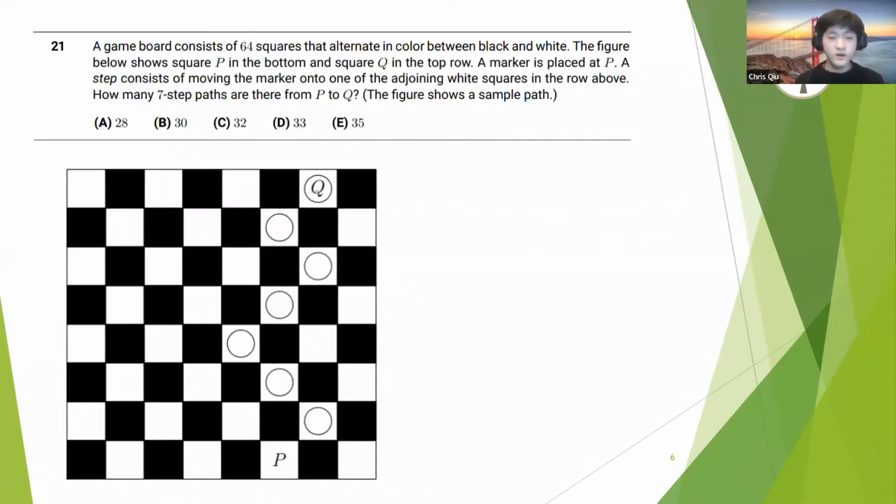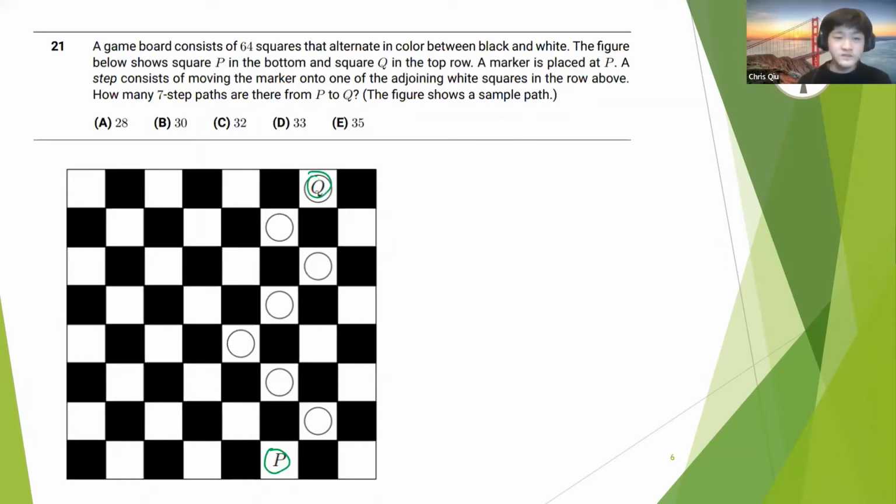In this question, it says that a game board consists of 64 squares that alternate in color between black and white. As you can see here, this is an 8x8, the regular chessboard coloring of this game board. This figure shows a square P at the bottom and also a square Q in the top row. The square P is over here and the square Q is over here.